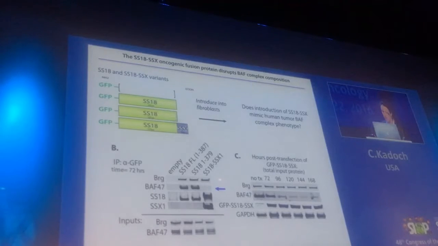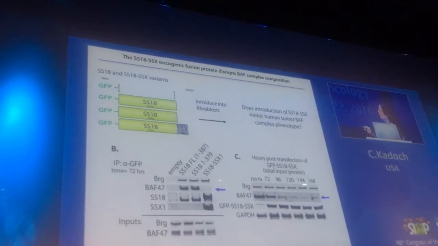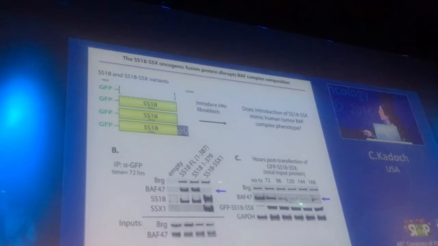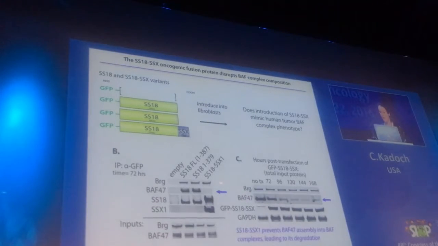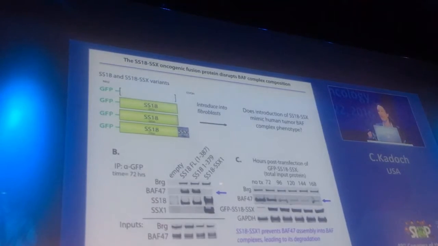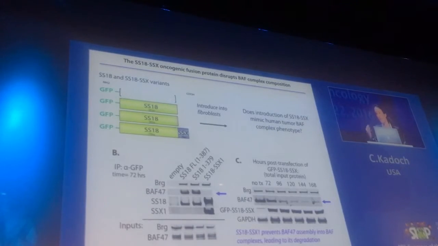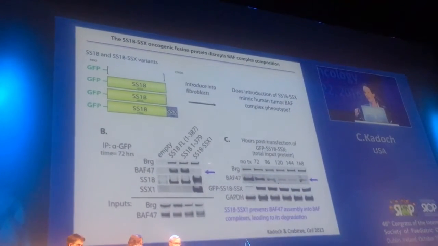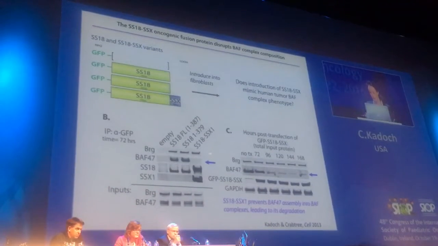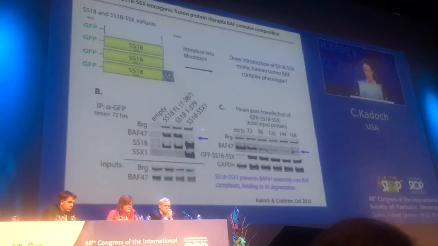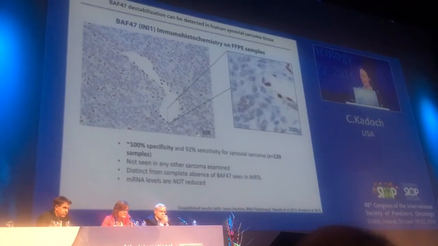But if we follow this time course out much longer, we can appreciate that over time, BAF47 is ultimately degraded. And this is important because this suggests the order of events here is that first the fusion incorporates, and by virtue of that incorporation, there is some sort of steric interference or prevention of the assembly of BAF47. And like most protein complex subunits, if it cannot bind its target sequence, it is then degraded, and we show this to be due to the proteasome. So, this is all biochemistry.